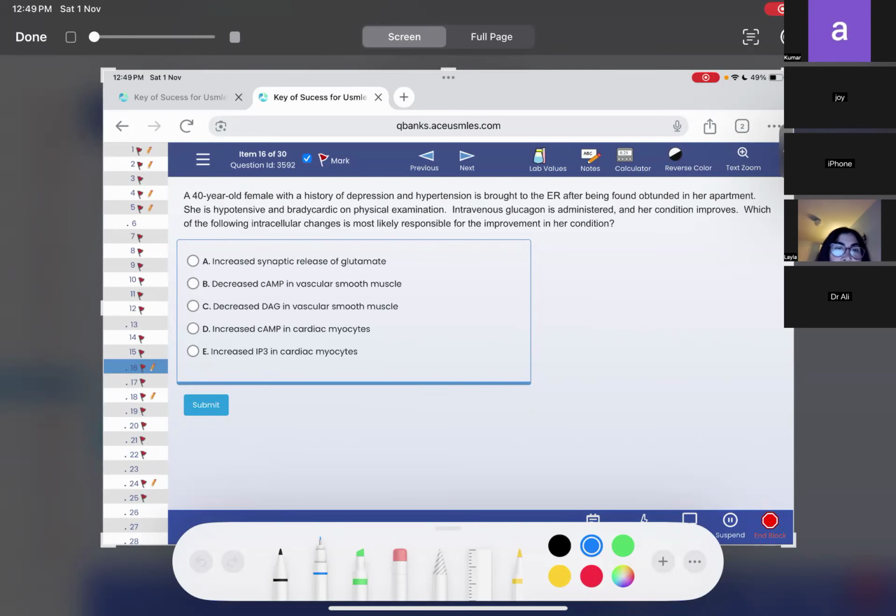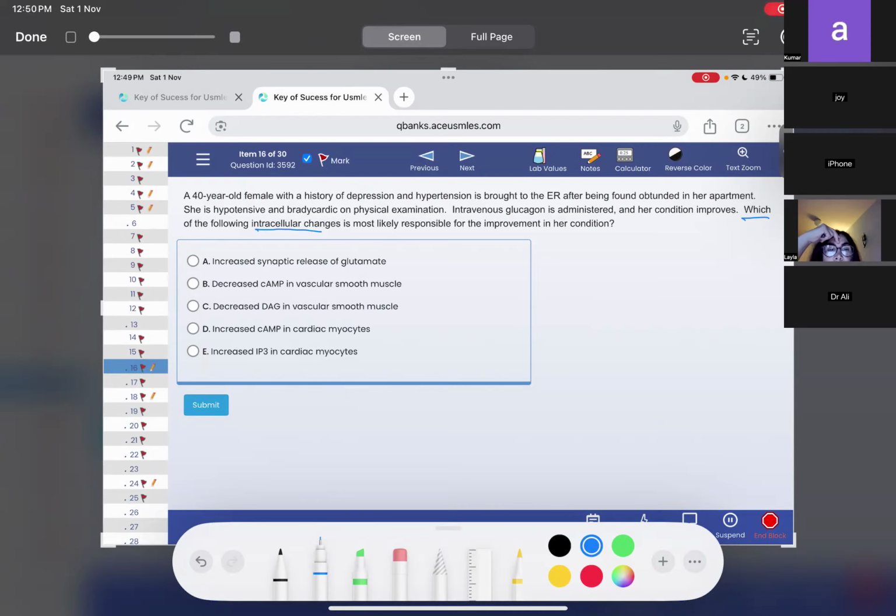I think we should be quick; after 1, 2, 3, somebody has to jump. Yes, doctor? A 40-year-old female with a history of depression and hypertension is brought to the ER after being found unconscious in her apartment. She is hypotensive and bradycardic. On physical examination, intravenous glucagon is administered and her condition improves. Which of the following intracellular changes is most likely responsible for improvement in her condition?